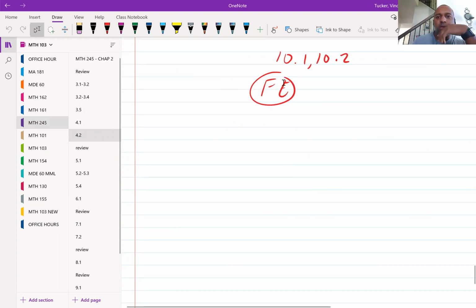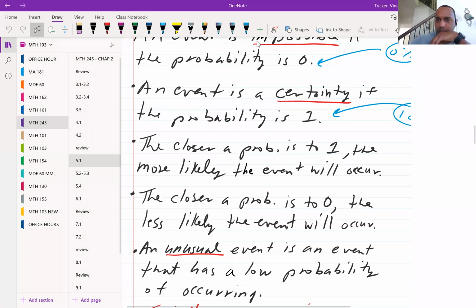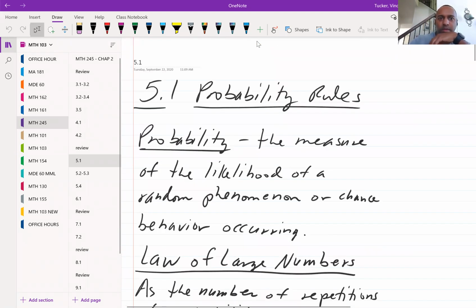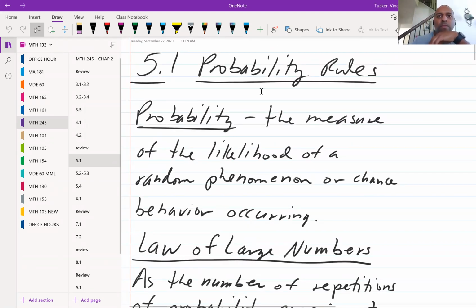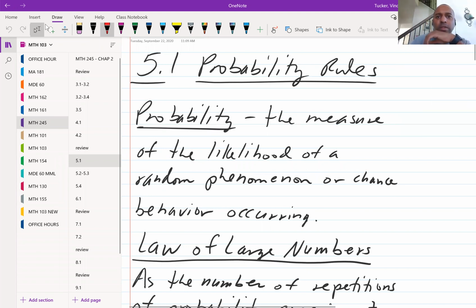All right. So, we're getting into probability today, I believe. Okay. So, hope everybody's doing great. Everybody's all right.